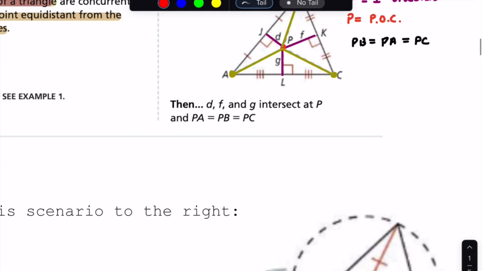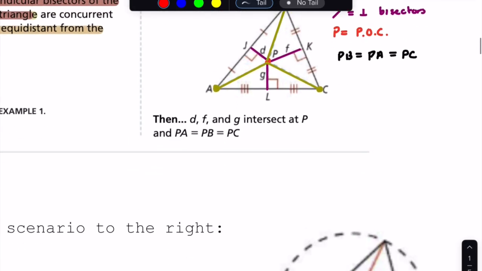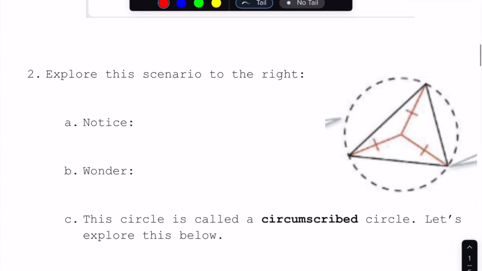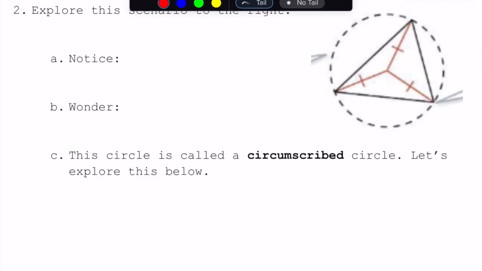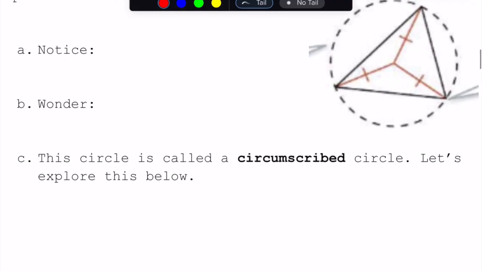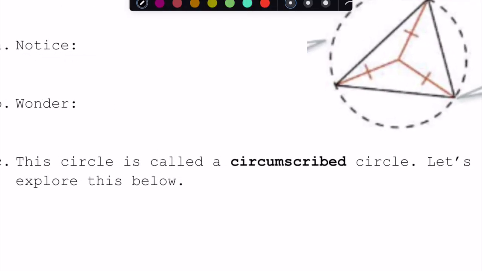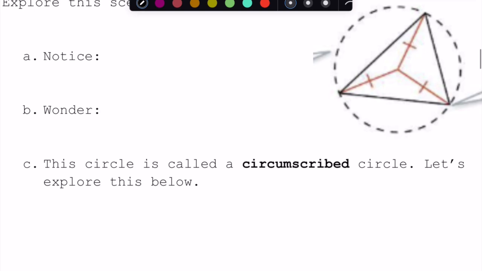All right. So let's explore this more with the scenario to the right. I want you to write down what you notice and wonder. So please pause the video, write down what you notice and wonder, and then we'll talk. Okay, so hopefully you paused the video and wrote down what you noticed and wondered.